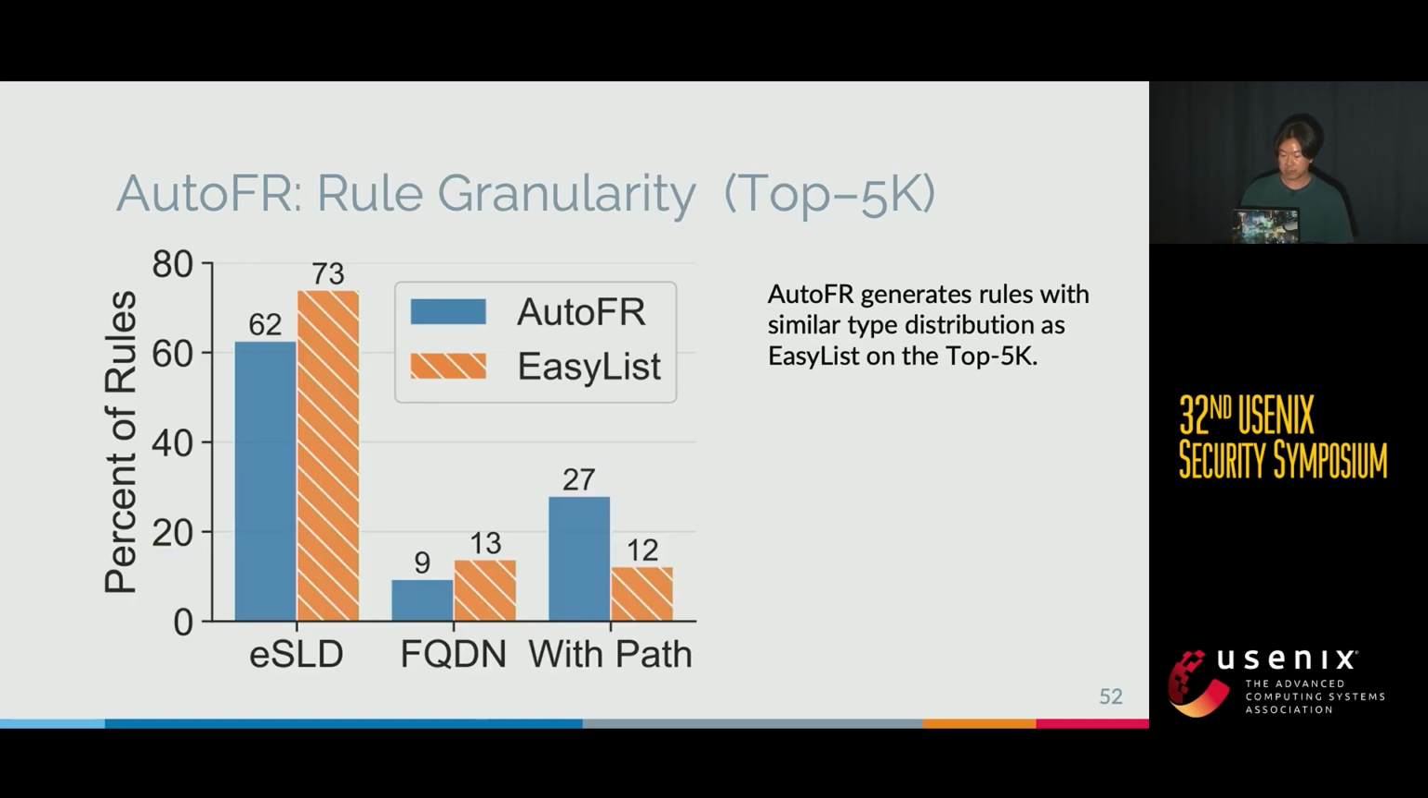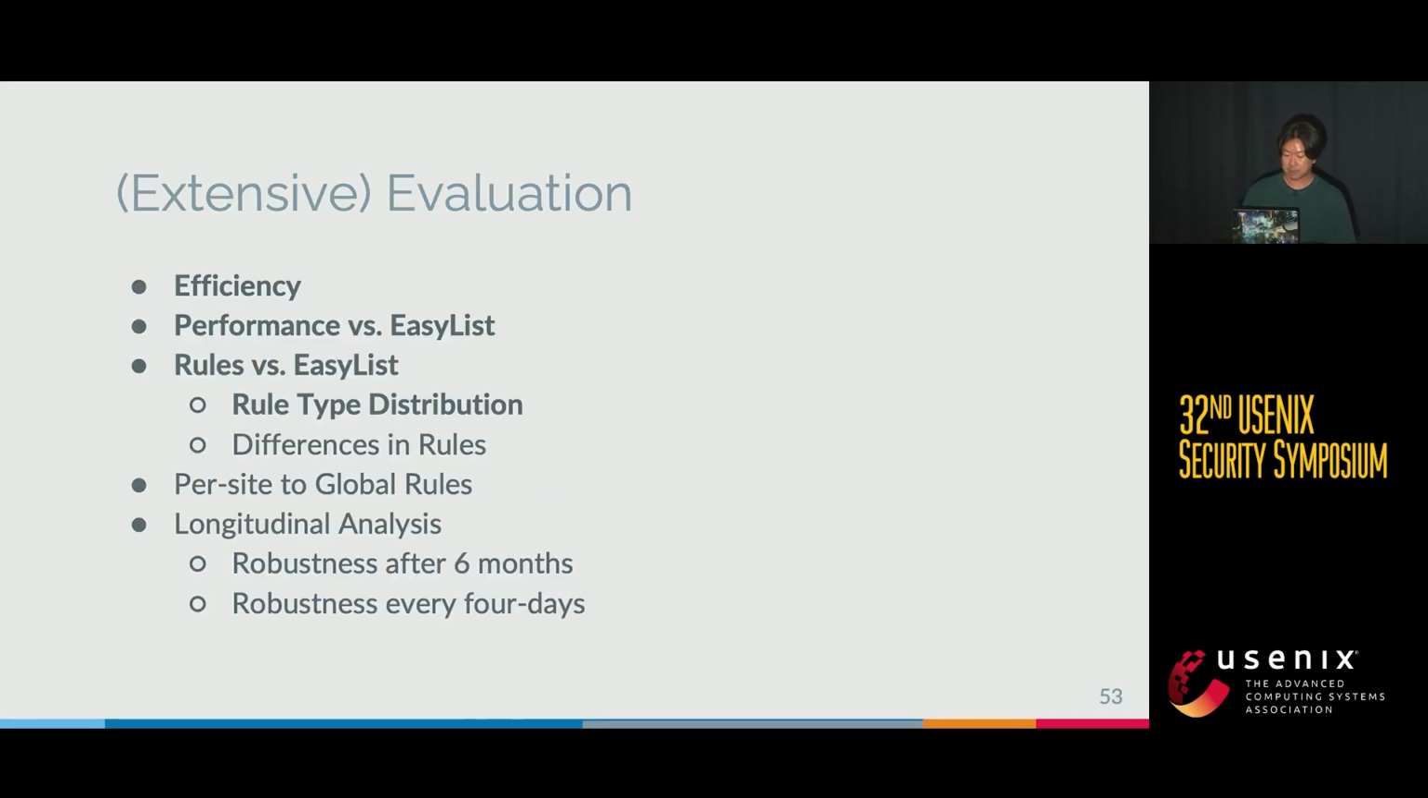Next, we look at rule granularity. We find that AutoFR is able to generate rules with similar type distribution as EasyList, and this is crucial for the robustness of the rules, as eSLD ones are harder to evade. In our paper, we conducted extensive evaluation. Due to time, I'm only able to talk about the bolded ones. Please look at our paper for more information.